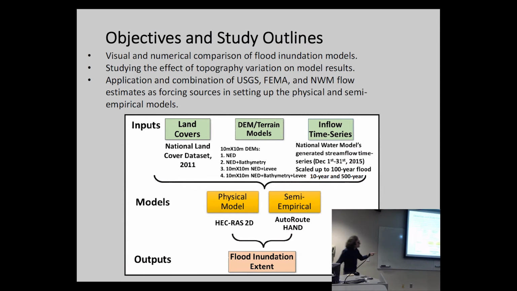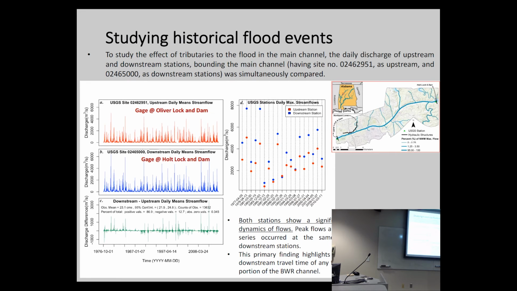And we are using these two categories, or say 3 flood inundation models, and we want to find out whether there is a significant difference between what HEC-RAS 2D would produce and what these two simple models would produce. And at the end, we want to generate flood inundation maps and flood inundation depth and compare them together.